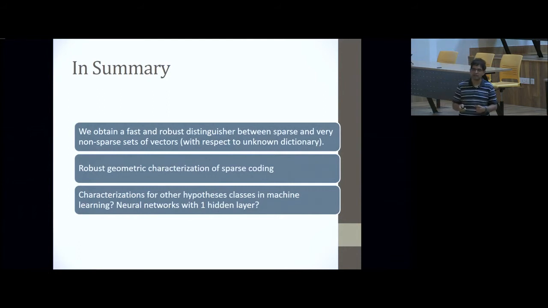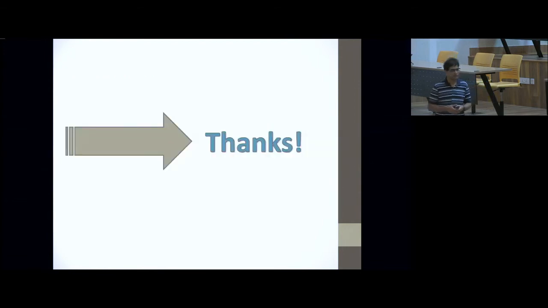So currently we are looking at, say, neural networks with one hidden layer, and we would like to give a geometric understanding. So it's more complicated than just that its Gaussian width is small. Sort of a different kind of understanding of what it means for a set of vectors to be represented by a neural network with one hidden layer, with bounds on the weight vectors. Okay, so it's interesting to extend this to other hypothesis classes in machine learning as well. Thank you.